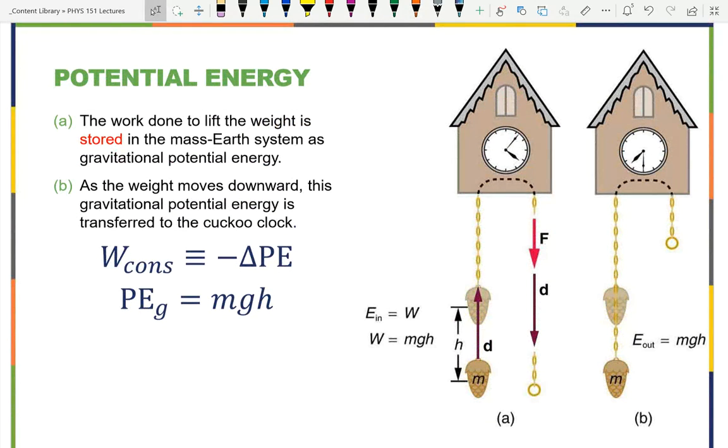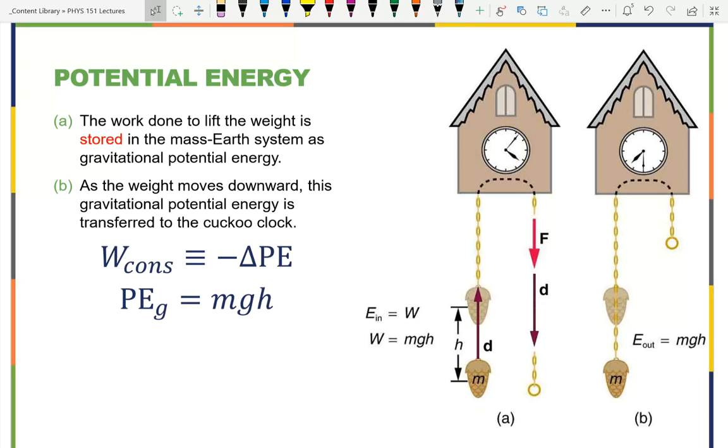Okay, potential energy. I haven't even defined energy, have I? Well, energy is the ability to do work. If you have energy, you have the ability to do work. Potential energy is the ability to do work because of position or configuration.